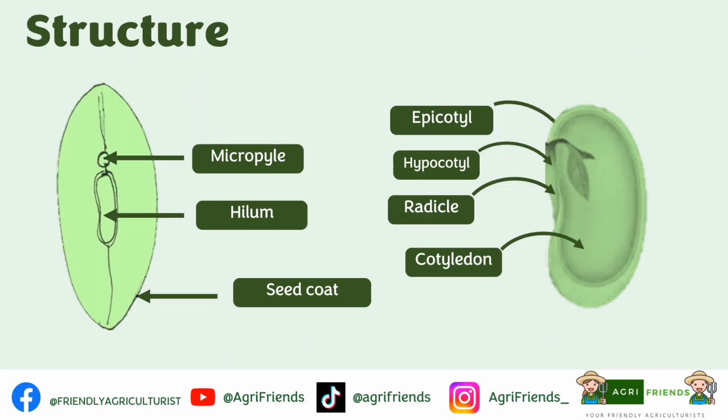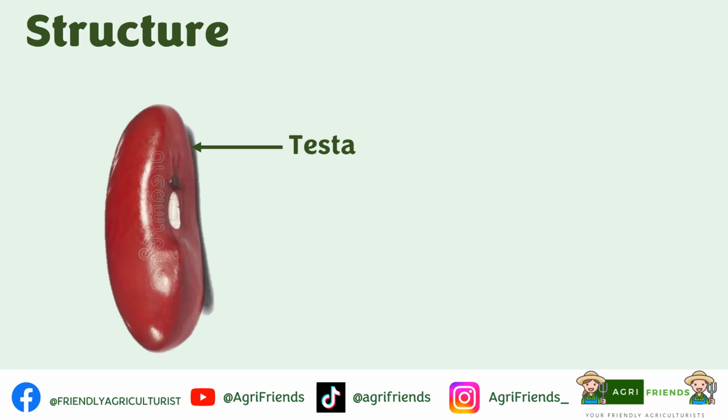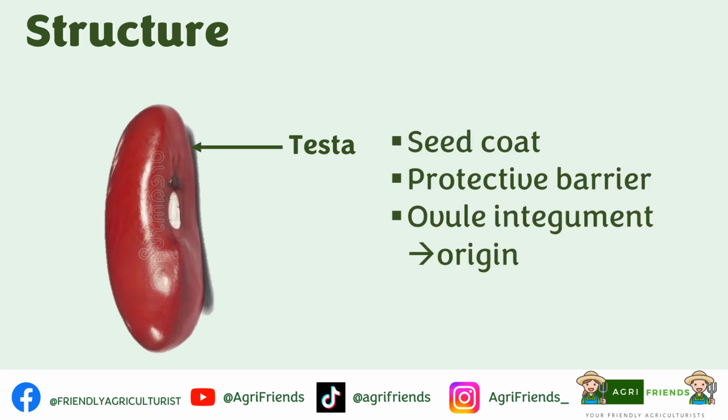This is a typical structure of a dicot seed, and we will discuss each part one by one. The testa, or the seed coat, is the outer covering of the seed. It serves as a protective barrier for the developing plant inside, and this arises from the integuments of the ovule.